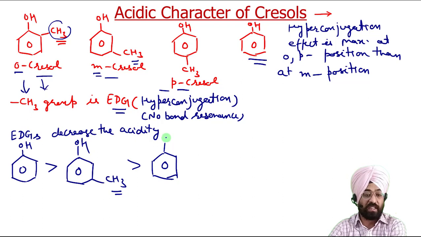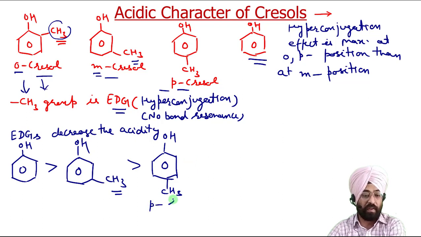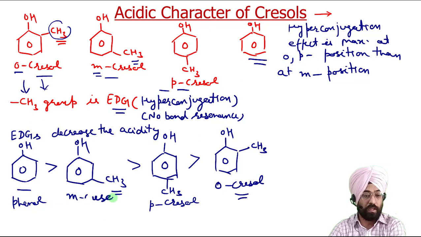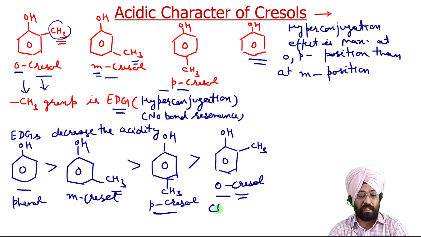The field effect is not well studied, because there is no specific explanation of this field effect, as it is a combination of electronic and steric factors. So because of these field effects, orthocresol is least acidic. The most acidic is phenol, then metacresol, then paracresol and orthocresol. Orthocresol is least acidic because of field effects.